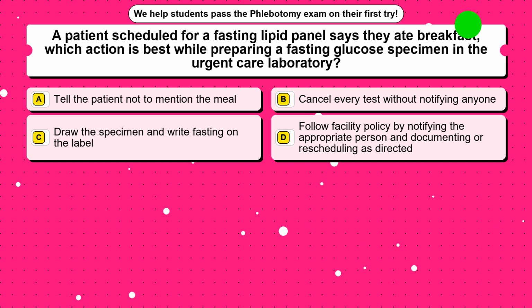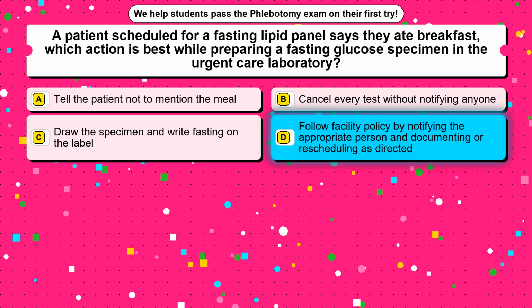Question 45. A patient scheduled for a fasting lipid panel says they ate breakfast. Which action is best while preparing a fasting glucose specimen in the urgent care laboratory? Option A, tell the patient not to mention the meal. Option B, cancel every test without notifying anyone. Option C, draw the specimen and write fasting on the label. Option D, follow facility policy by notifying the appropriate person and documenting or rescheduling as directed.